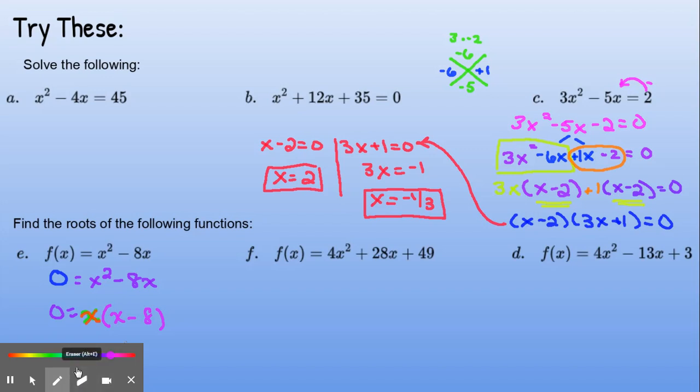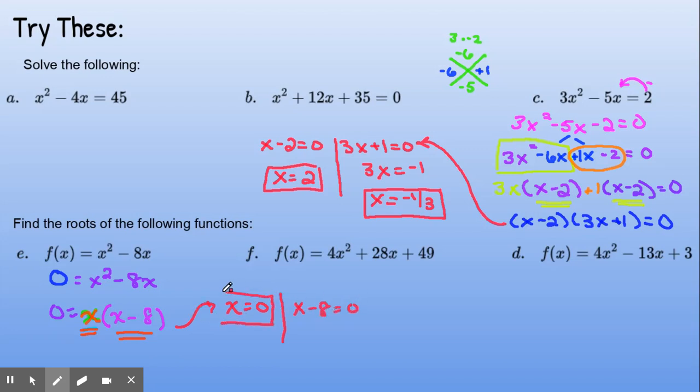Now, some people see this and get a little worried, but just note that x is a factor, and so is x minus 8. So when I go and solve this, one of them is x equals 0, and the other is x minus 8 equals 0. Well, there's nothing to do here. That is my answer with the GCF in that part. And then the other one is x equals 8.